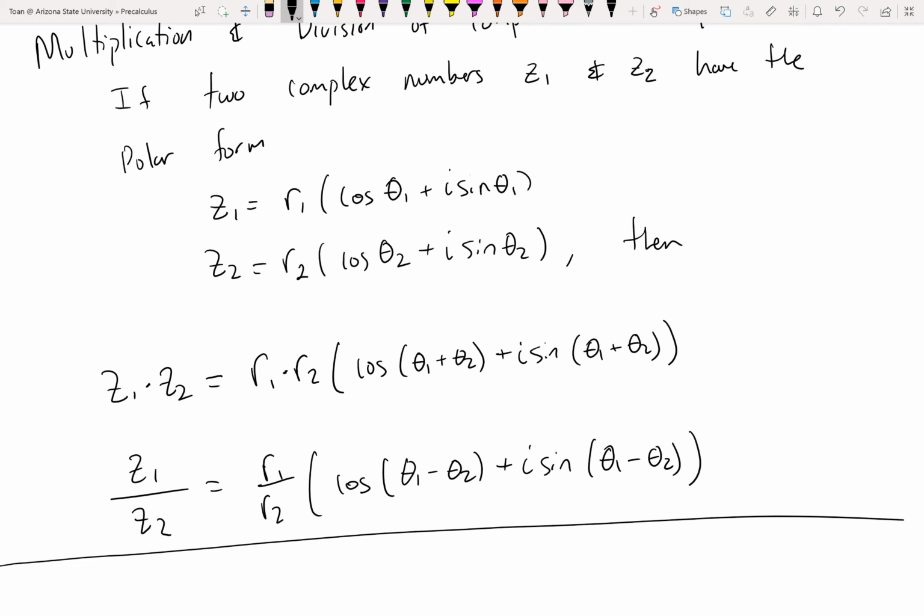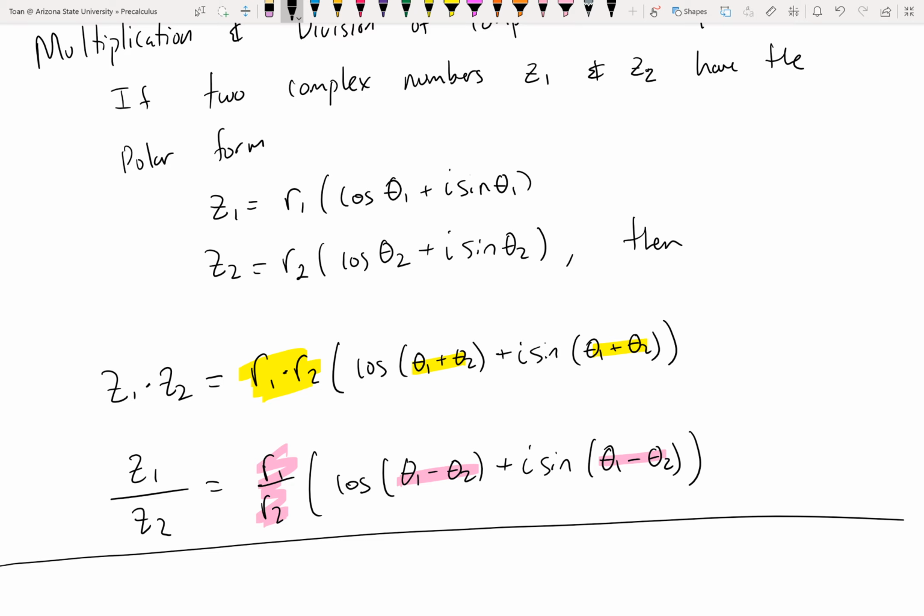Now, it looks like a very messy, complicated formula, but the idea, I hope, is very simple. To multiply complex numbers, multiply the r's, and simply add the angles. To divide complex numbers, divide the r's, and subtract the angles. Easy peasy. Okay.